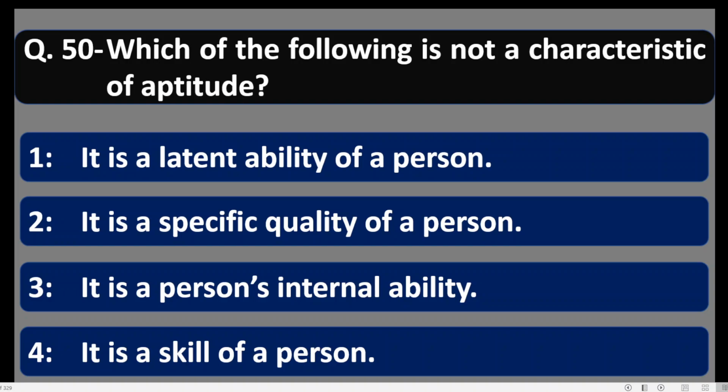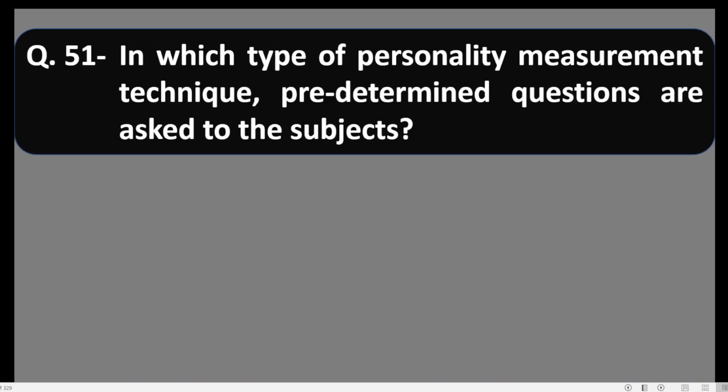It is not a skill of a person, but by training the hidden ability of the person, a particular skill can be developed. So it is a skill of a person. It is not a characteristic of attitude. So option 4 is correct.